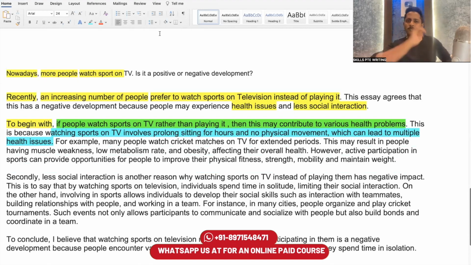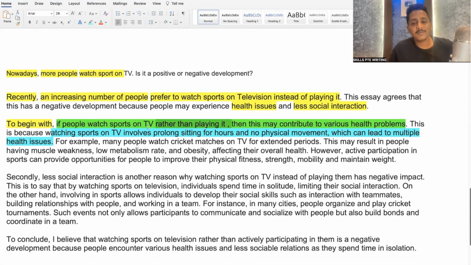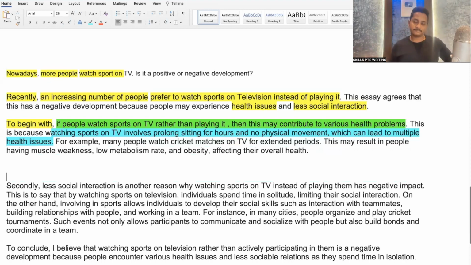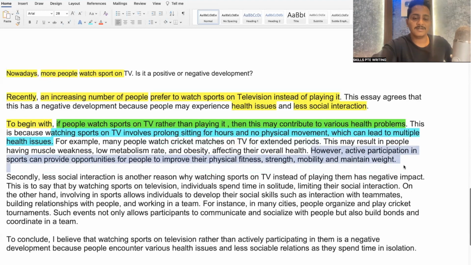Nowadays, more people watch sport on TV. Is it a negative development or fully negative development? Because it contributes to health problems, because of prolonged sitting for hours, no physical movement, which can lead to and so on. For example, many people watch cricket matches on TV for extended periods. This results in people having muscle weakness, affecting their health. Then it is perfect. But the question is, guys, pay more attention.